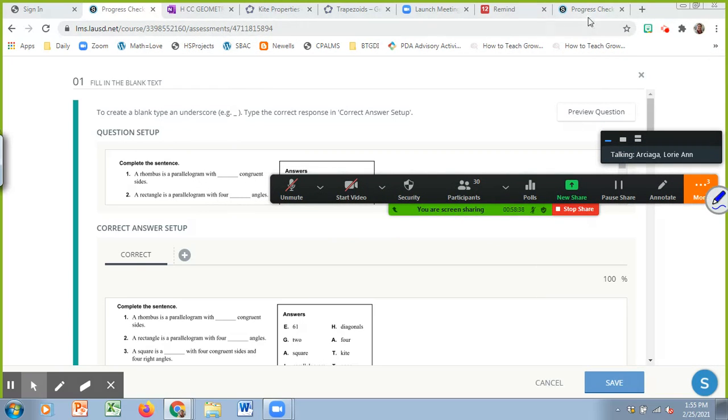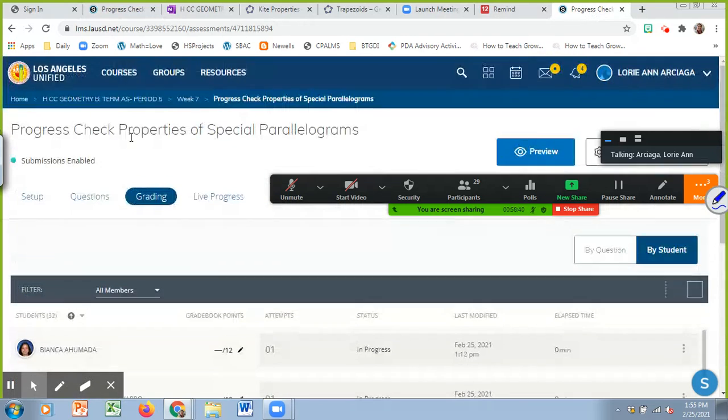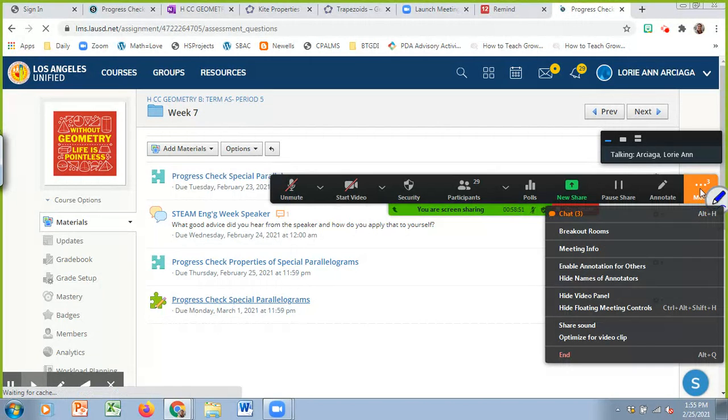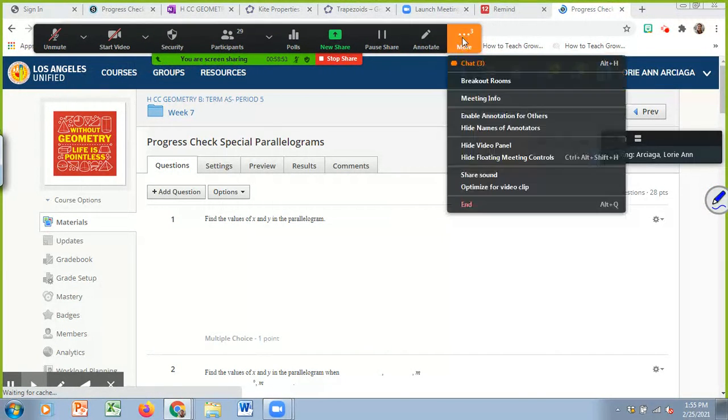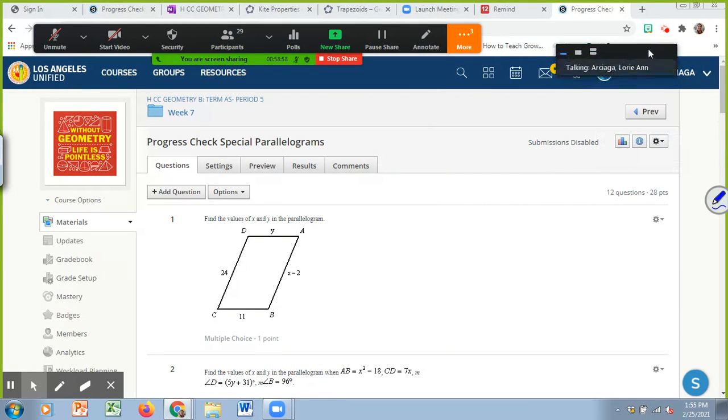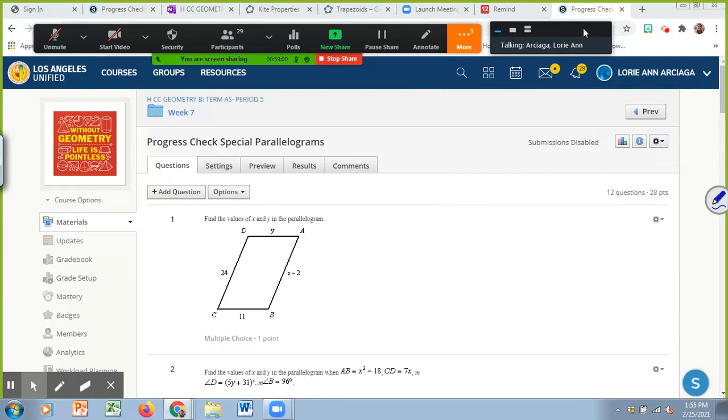Wait, how do I go back to that one? Okay, yeah. Week 7. Here, progress check special parallelograms. It's not due until next week, so don't feel so pressured to finish it in one sitting. This one has 28 points, so I'm giving you over the weekend also to work on it.